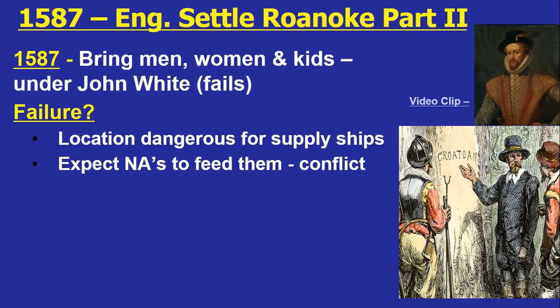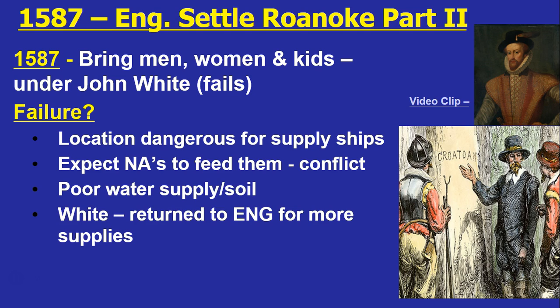The location was difficult and dangerous to get into. Even English supply ships didn't want to go there to resupply the place. It was risky for them. As they come there, they expected Native Americans to feed them. This generates conflict. This is the same mindset that the Spanish had, in which they just enslaved Native Americans. Native Americans here didn't take well to that. There's a poor water supply and soil there, so you're not really going to grow anything, so therefore you really have to have Native Americans support you. It's just a really geographically, environmentally bad spot to exist in.